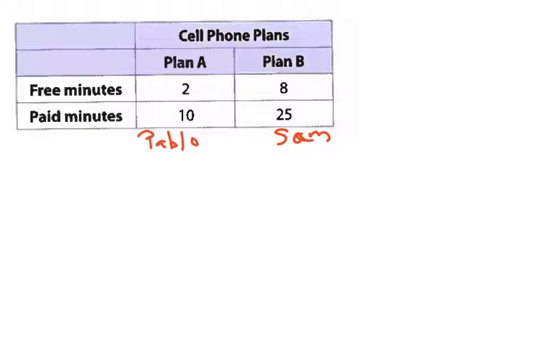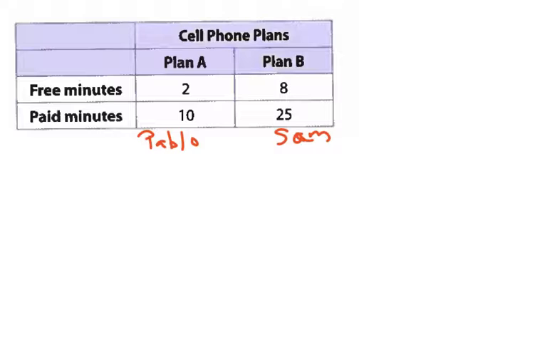Okay, guys, this is the third question on your formative that you're going to have today. The question is showing you a table about different cell phone plans. So you have plan A and plan B. Each plan is offering a certain number of free minutes for every number of paid minutes. Plan A gives you 2 free minutes for every 10 you pay for, and plan B gives you 8 free minutes for every 25 minutes you pay for.